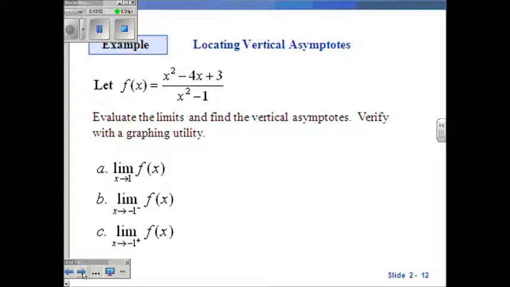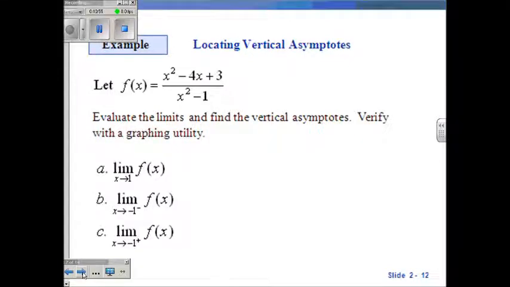Let's look at finding vertical asymptotes. The way you find vertical asymptotes in these rational expressions is you reduce the fraction and then see what makes the denominator 0. But now we're not only going to find vertical asymptotes, we're going to find out whether it's approaching infinity or minus infinity on each side.